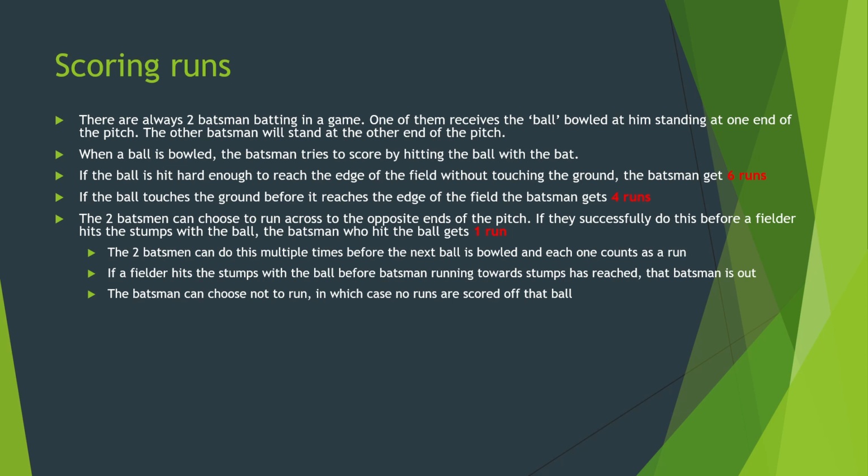The batsmen can continue running, so they can keep crossing back and forth to the other end of the pitch, and each successful crossover without a fielder running them out fetches them a run. So potentially a batsman could score 2, 3, sometimes even more runs, but usually 1, 2 or 3 runs are scored.